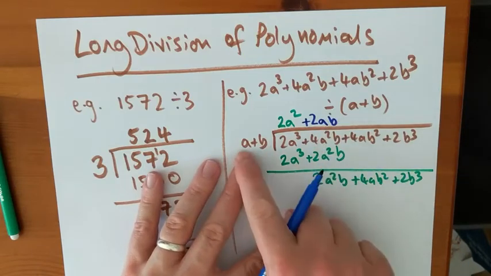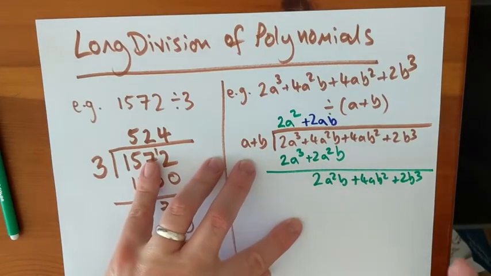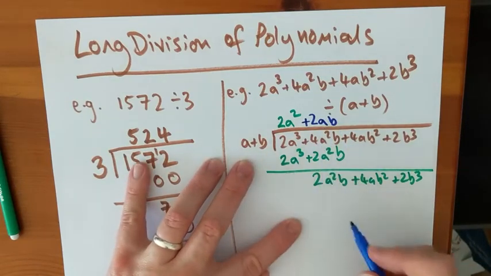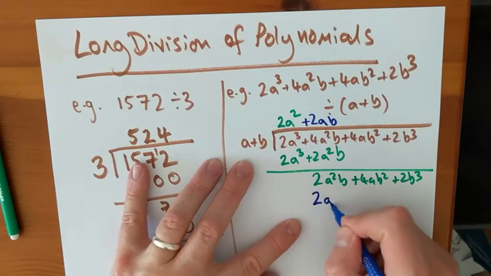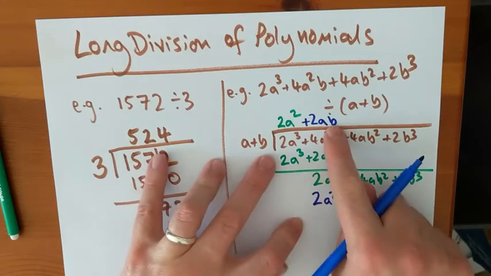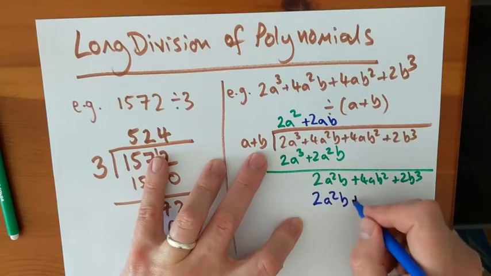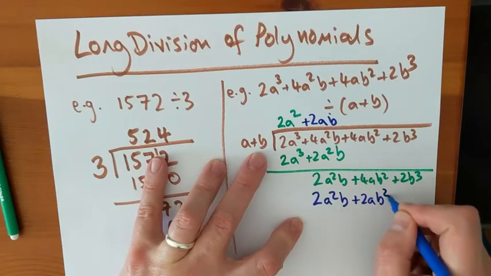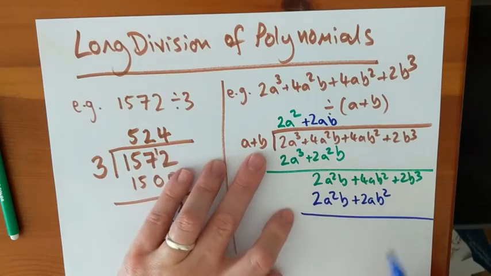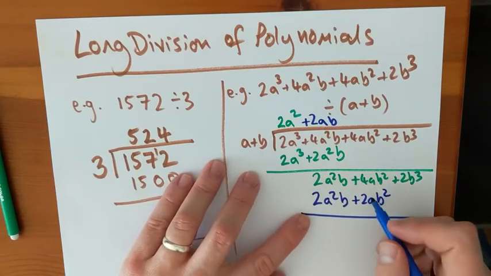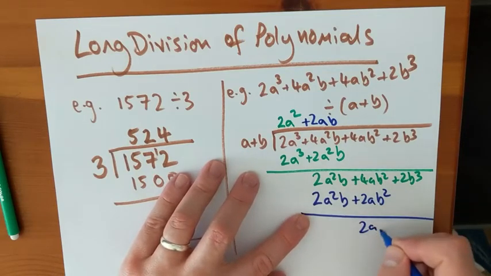So this times this will match this, which means that I'm going to subtract it away. So 2ab times a is going to give me 2a squared b. I also have to multiply by the b, so that's 2ab squared. Subtract away, that disappears, which is lovely. This take away this gives me 2ab squared.